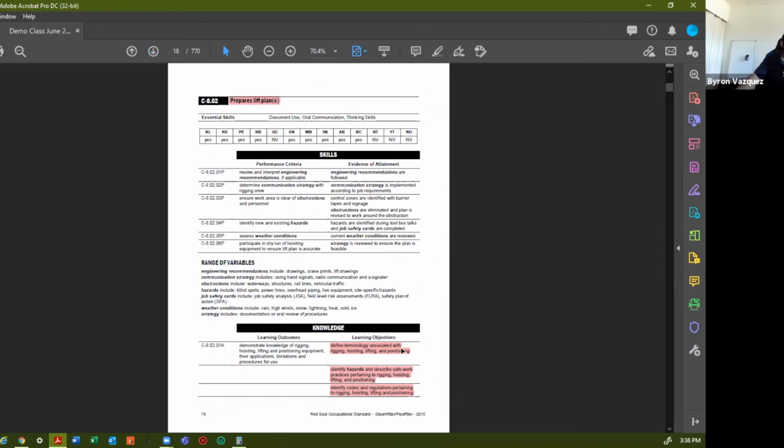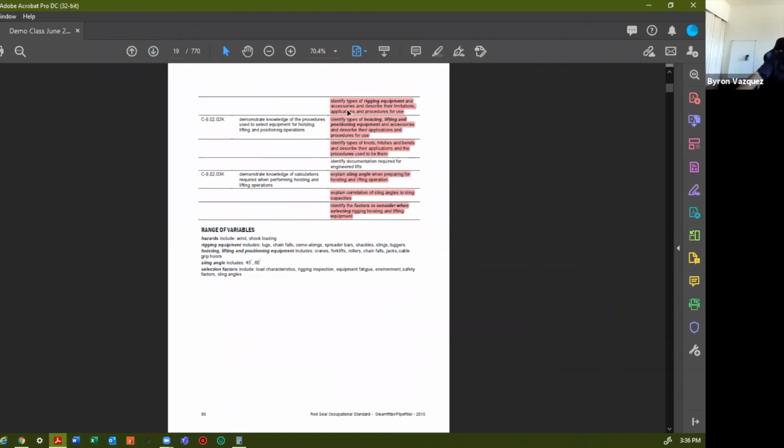Well, you're going to be learning: defines terminologies associated with rigging, hoisting, lifting, and positioning; identifies hazards and describes safe work practices pertaining to rigging, hoisting, lifting, and positioning; identifies codes and regulations pertaining to rigging, hoisting, lifting, and positioning. You're going to be learning: identifying types of rigging equipment and accessories and describes their limitations, applications, and procedures for use. Identify types of hoisting, lifting, and positioning equipment and accessories, and describe their applications and procedures for use. Identify types of knots, hitches, and bends, and describes their applications and the procedures used to tie them.